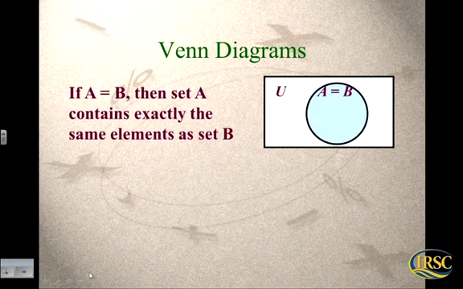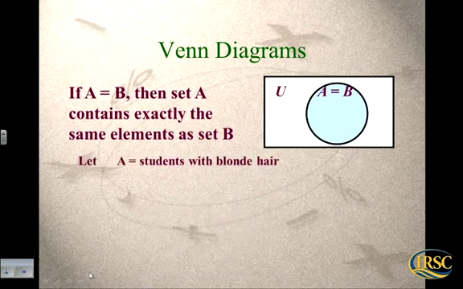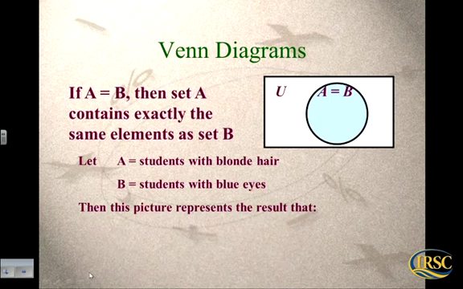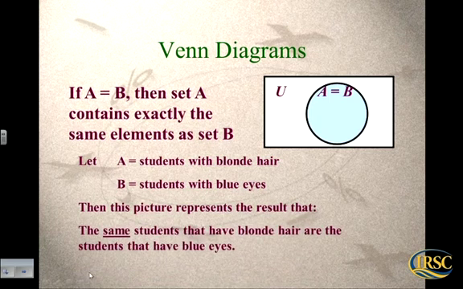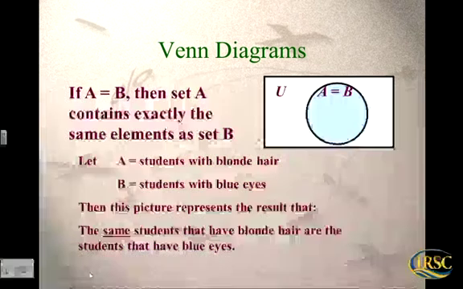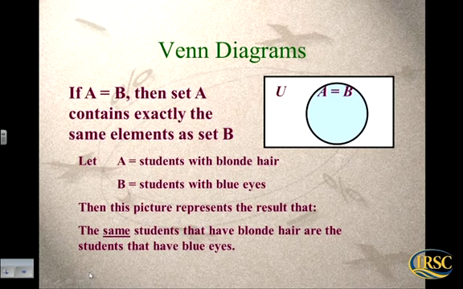If A equals B, then set A contains exactly the same elements as set B. I think it's on the blank as exactly, is that right? So you have the same two sets, and this time this picture represents that the students that have blonde hair are the students that have blue eyes. Notice I only had to draw one circle in my Venn diagram because we're showing the same representation, but I labeled it with A equals B in the Venn.